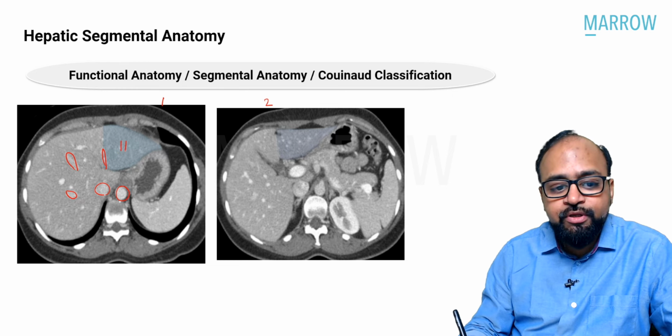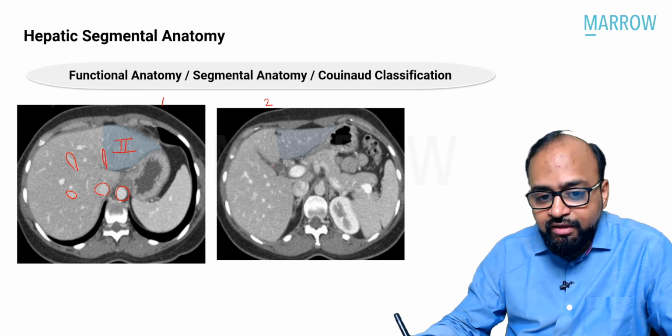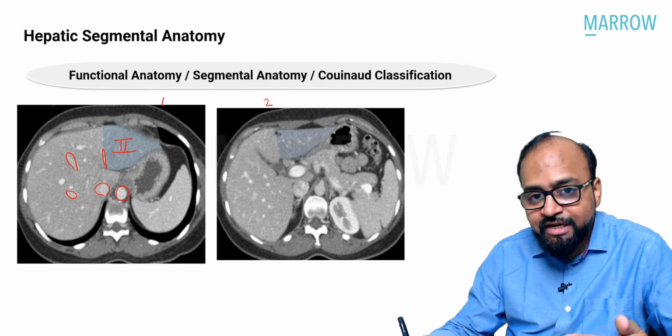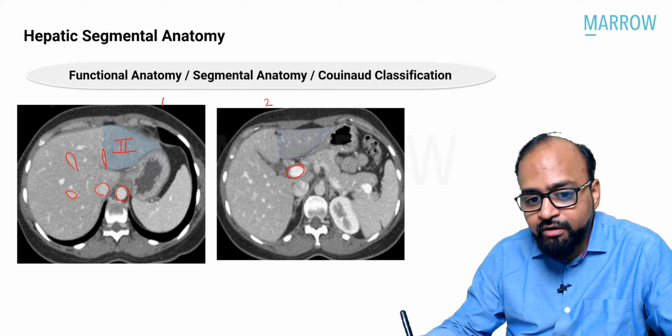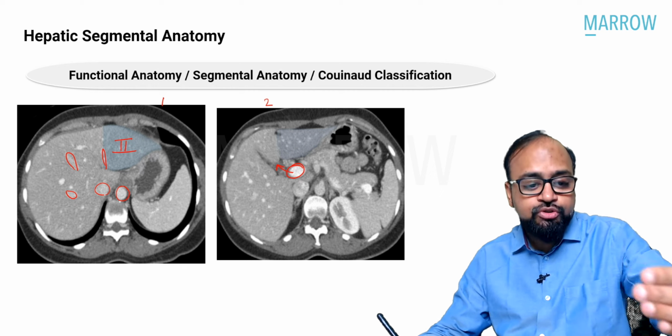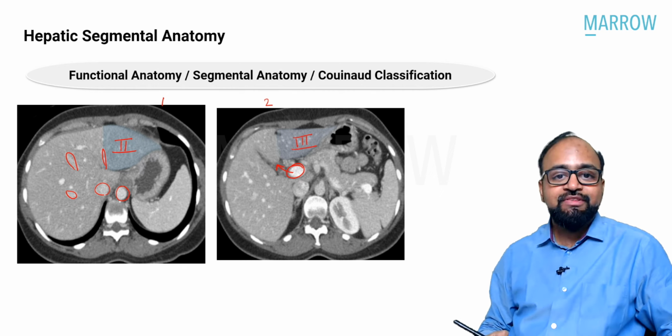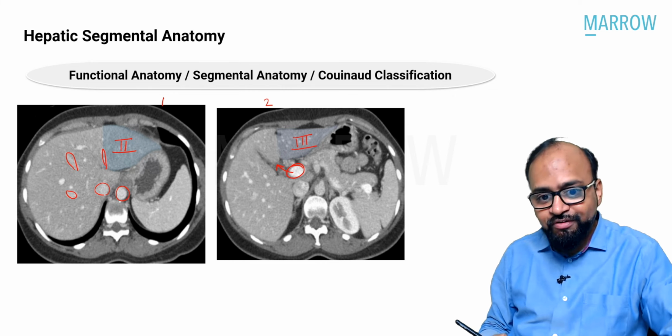This is going to be segment number 2. Look at this. Again, you're at the more or less corresponding site, but here you can see the portal vein which is going into the porta hepatis. So we are at a lower level. So just below segment 2, you will have segment number 3. So these are parts of the left lobe of liver.